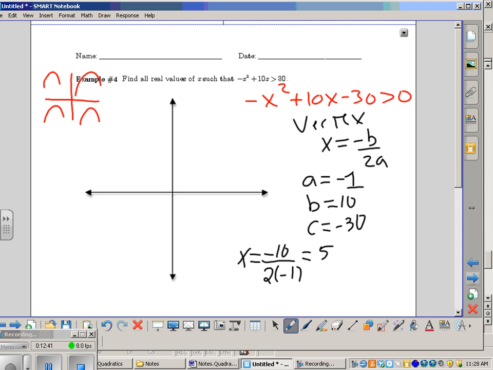Looks like 5. So 5 looks like the x-coordinate of the vertex. So now I get to figure out what the y-coordinate is. So I'm going to plug in 5.